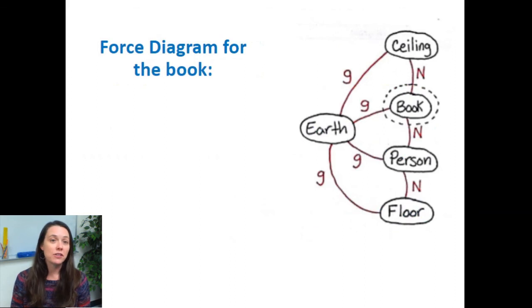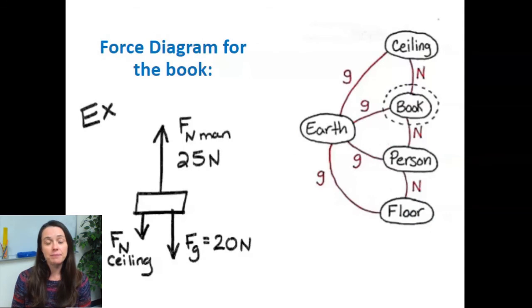If we were to consider this interaction diagram, but focus on just the forces acting on the book, we would draw a free body diagram that looks something like what's on the left. On the book, there is an upwards normal force from the man's hand of 25 newtons. The book weighs 20 newtons, which means the downwards force of gravity on the book is 20 newtons. And there is also a normal force from the ceiling on the book. Since the ceiling is above the book, it is pushing down on the book, and we've drawn that force in as F_N from the ceiling with an arrow going down.